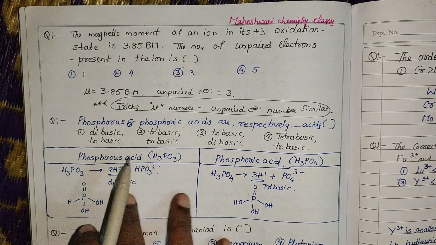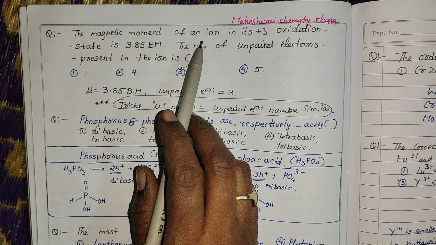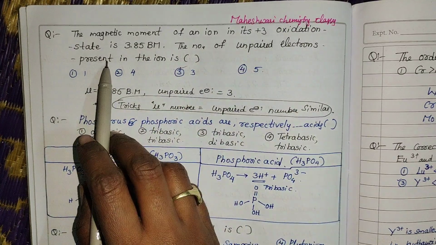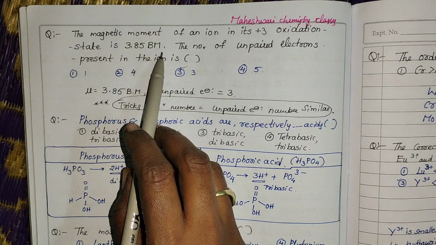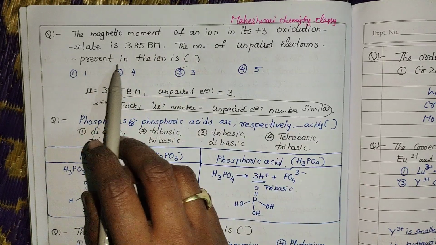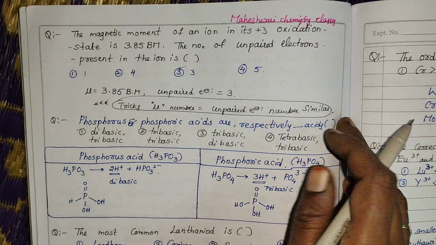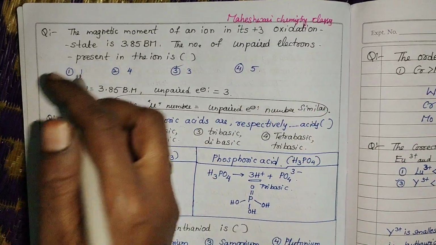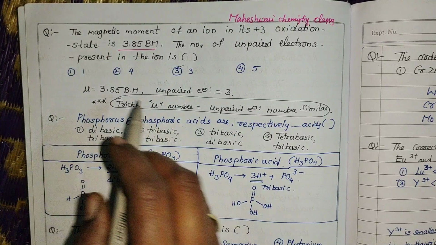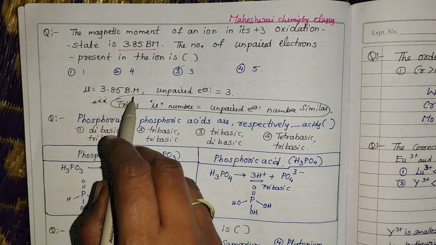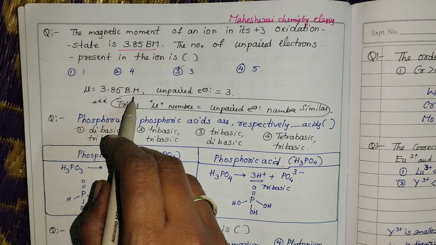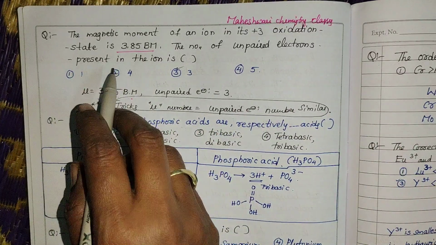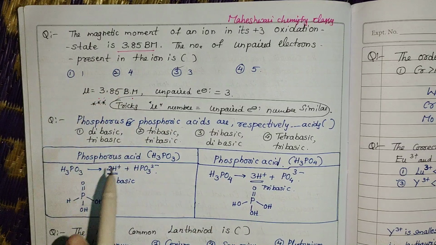Listen, the first question is: the magnetic moment of an ion in its +3 oxidation state is 3.85 Bohr magnetons. The number of unpaired electrons present in the ion is? For this kind of question, first we have to find the mu value. The mu value given is 3.85 Bohr magnetons. And one more piece of information, I already explained this trick in the previous class.